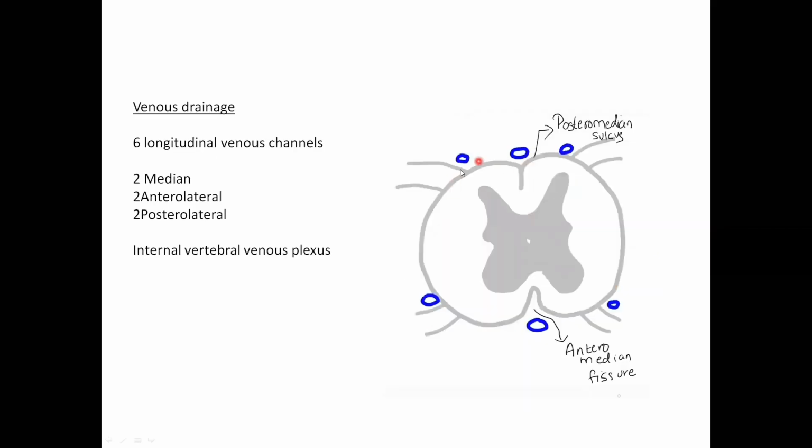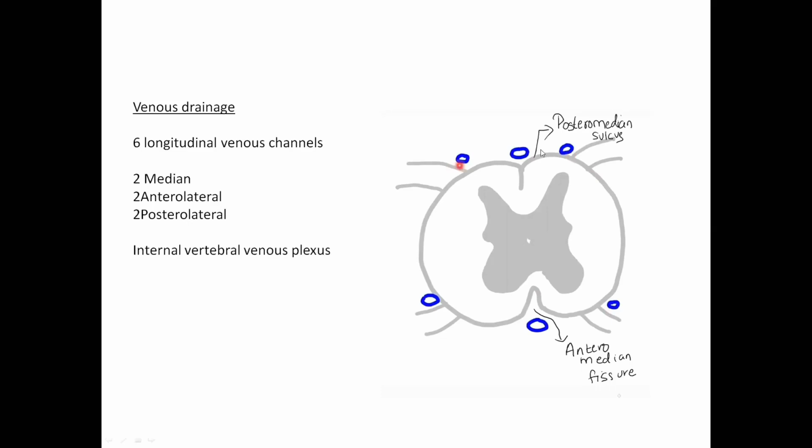The veins that drain the spinal cord are again arranged as longitudinal trunks along the length of the spinal cord. There are 6 longitudinal venous channels, 2 in the median aspect, 1 in the anteromedian fissure, 1 in the posteromedian sulcus. This is the anteromedian fissure, that's the posteromedian sulcus. And 2 anterolateral, which you see behind the ventral root. 2 posterolateral, which you see behind the dorsal root.